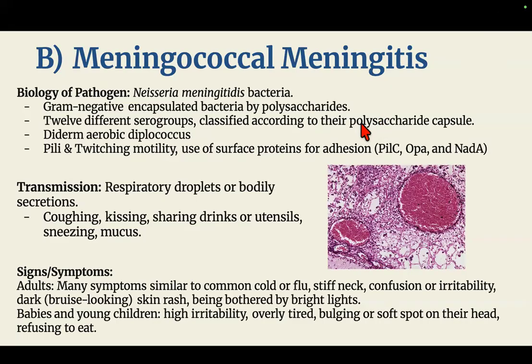Neisseria meningitidis is a gram-negative encapsulated bacteria that's classified by its polysaccharide capsule. The capsule is important for its virulence because it allows the bacteria to escape phagocytosis and cell lysis. It's a diderm aerobic diplococcus, meaning it has two membranes in its cell envelope. It requires oxygen to grow and cannot survive long outside the body. And it has a rounded shape found in pairs.